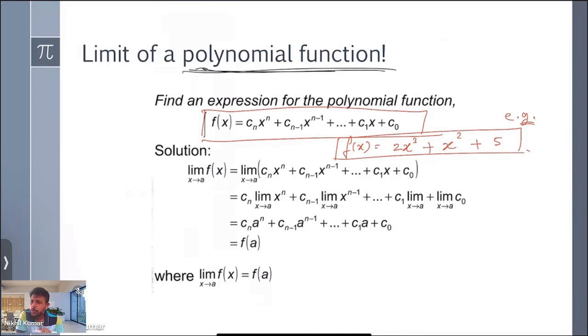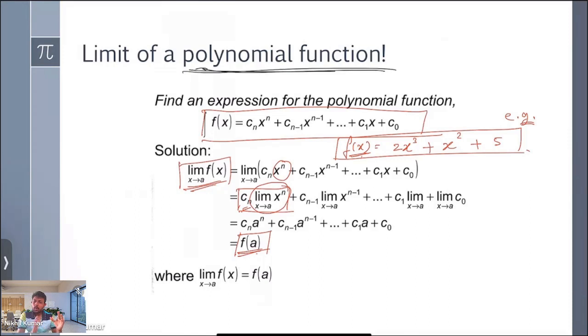What we've done here is we've used the properties to show that the limit of f of x at x equal to a is same as the value of f of x at a. So limit of f of x at x equal to a is actually equal to f of a. What are the properties that we have used to prove this? This is the fourth property. When a constant was multiplied with a function, its limit was the constant number multiplied by limit of that function. We've repeatedly used this property on every term of the polynomial.